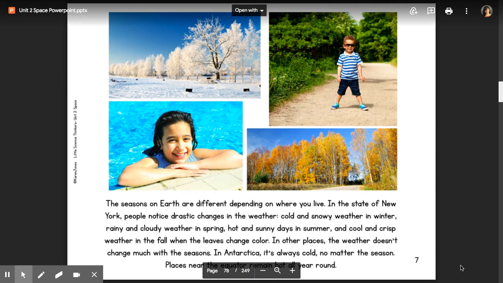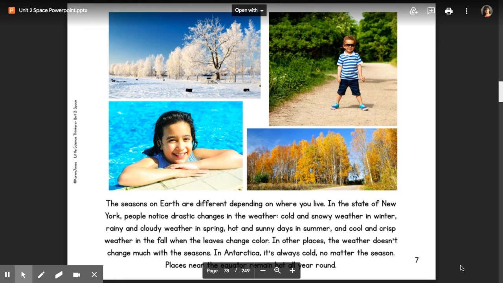The seasons on Earth are different depending on where you live. In the state of New York, people notice drastic changes in the weather: cold and snowy weather in winter, rainy and cloudy weather in spring, hot and sunny days in summer, and cool and crisp weather in the fall when the leaves change color. In other places, the weather doesn't change much with the seasons.